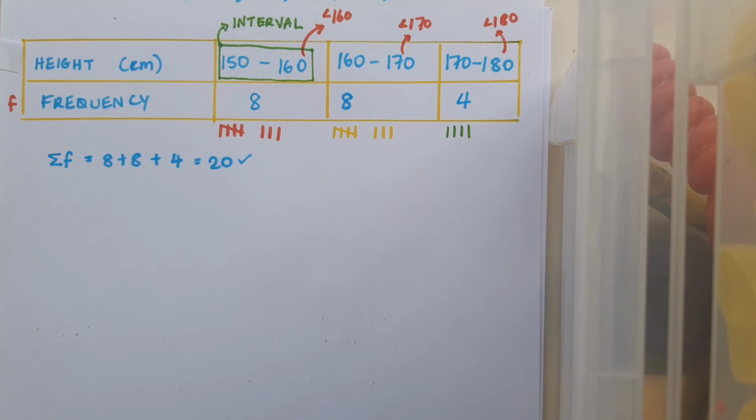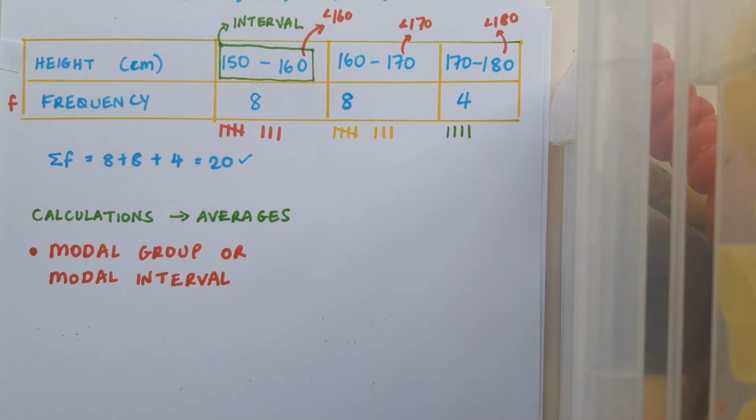So next we're going to look at calculations on grouped frequency distribution tables with a focus on averages. First of all, we might be asked for the modal group or modal interval. Our modal group is just another way of saying mode. So really what I'm looking for is which group or which interval occurs the most. And I can see in this table there's actually 2 of those. The interval 150 to 160 occurs 8 times, or has 8 data points in it. And the interval 160 to 170 also has 8 data points in it. So I have 2 modal groups in this case.